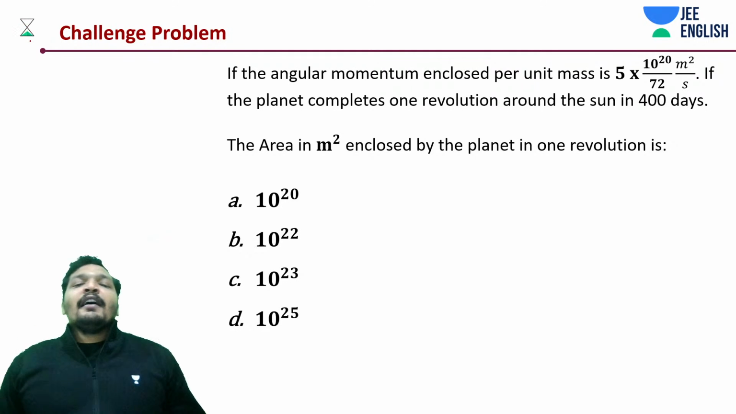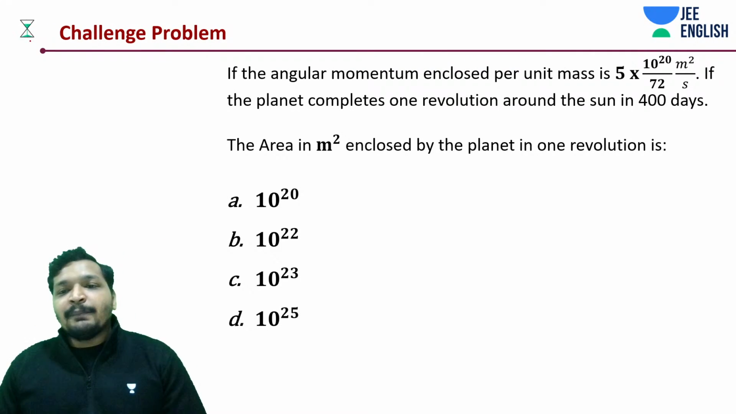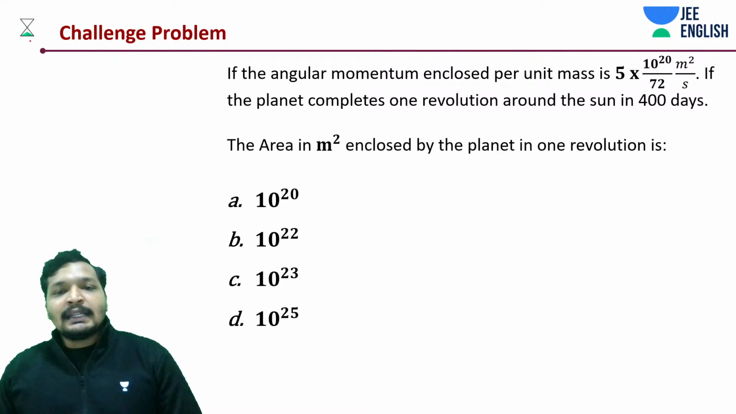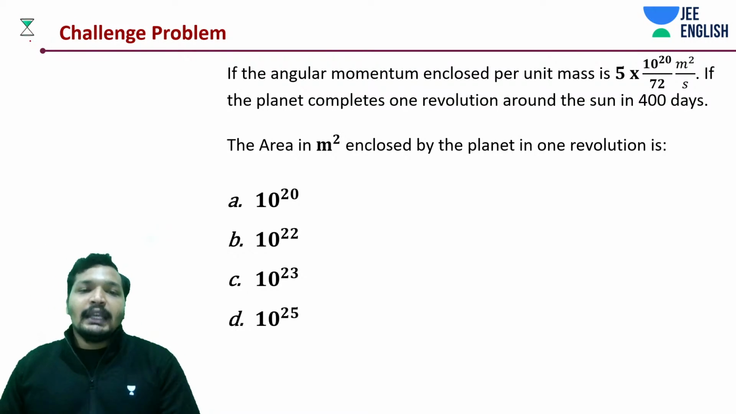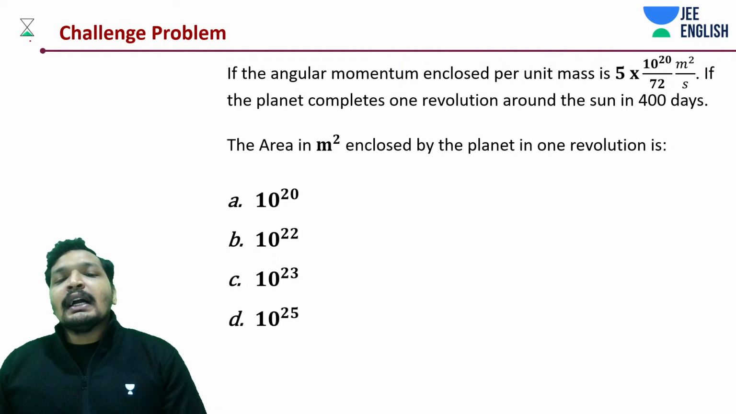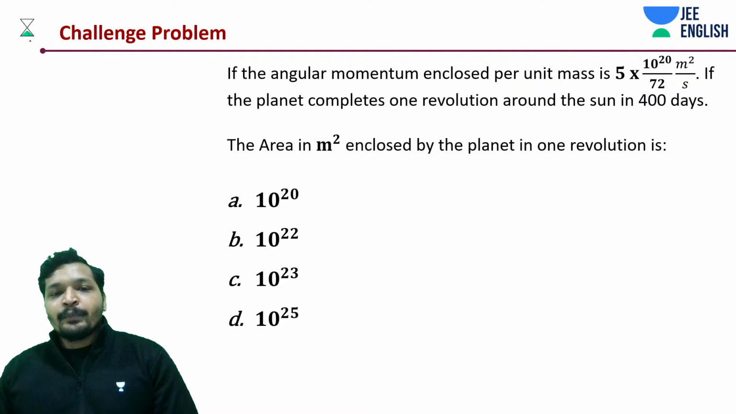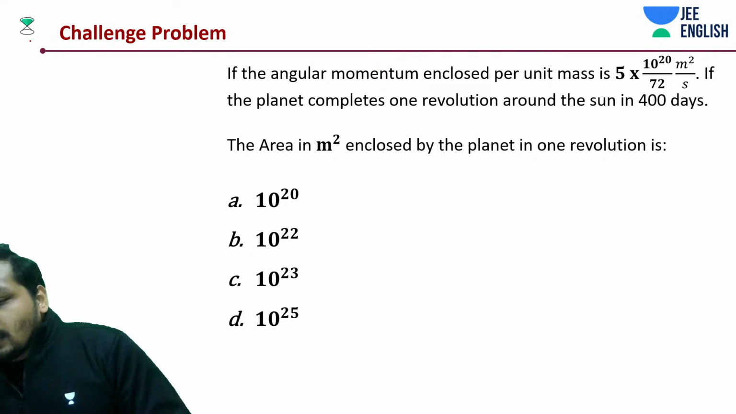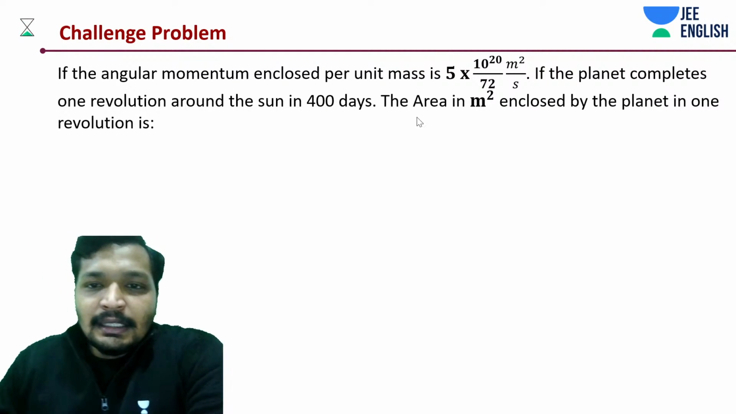Okay, now we have an amazing question. Angular momentum enclosed per unit mass is given to us as 5 into 10 to the power 20 divided by 72 meters square per second. If the planet completes one revolution around the sun in 400 days, the area in meter square enclosed by that revolution is how much? It's a very easy question. Your questions can be like this. Let's notice this thing. It's damn simple.